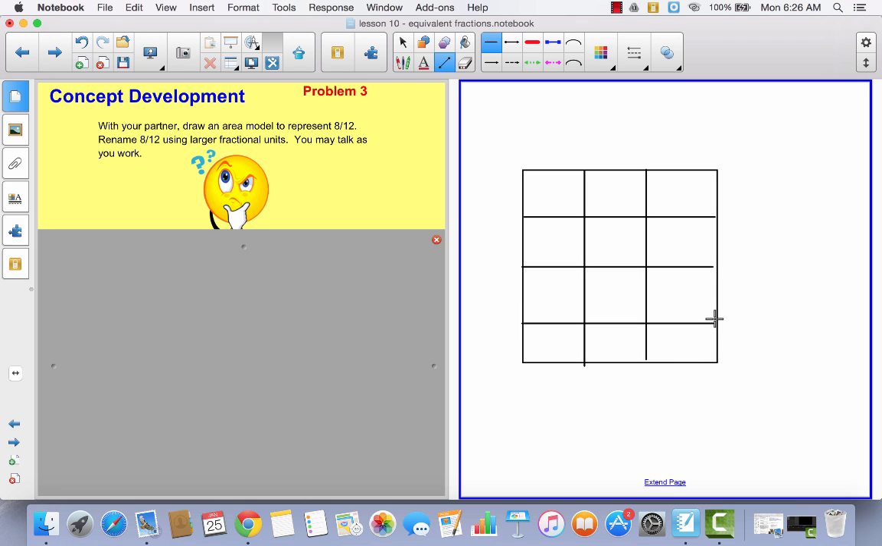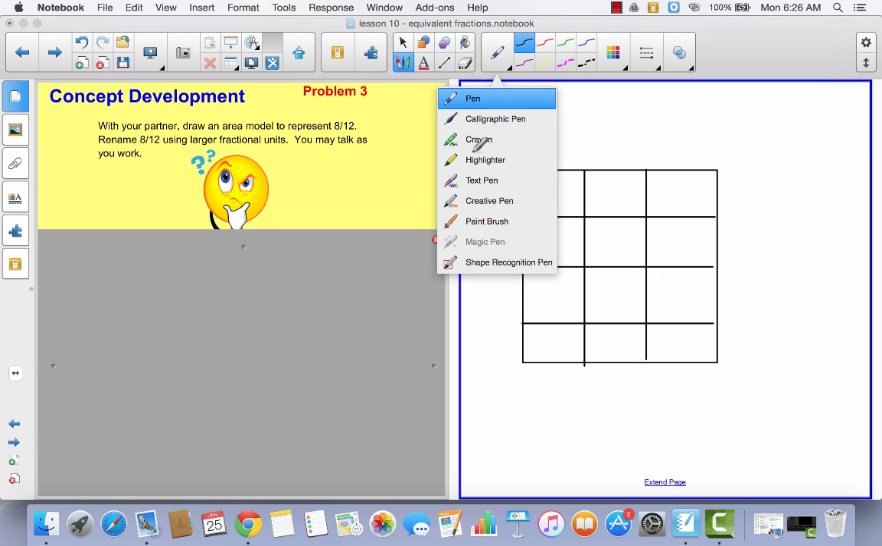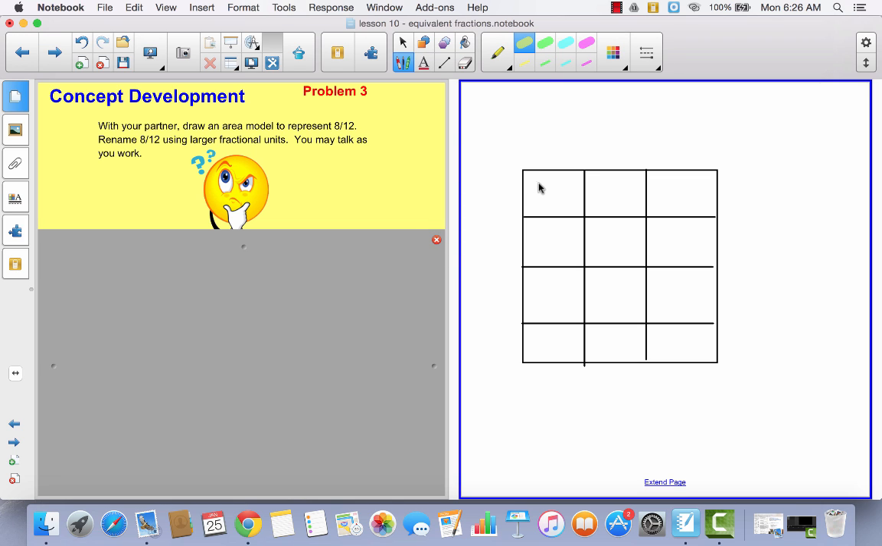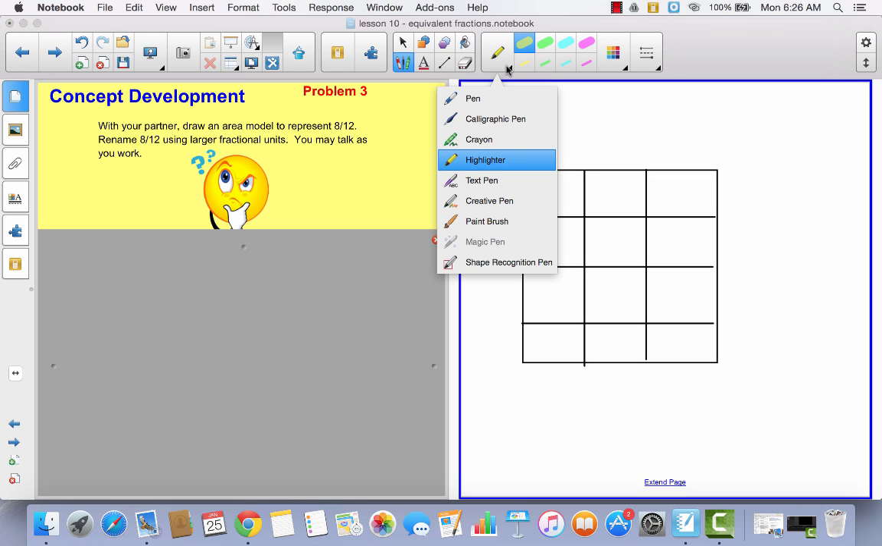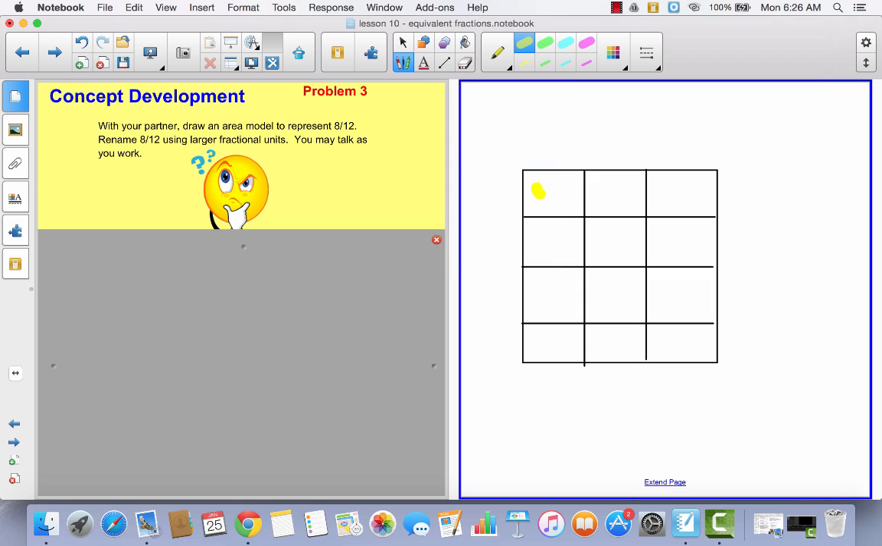All right, now I'm going to shade 8 out of 12. So far, none of this is new. You've done this. So I'm going to take my highlighter. I'm going to shade 8 out of 12. So remember, it's really important that when you're shading that you can still see your lines because you're going to need those. So just make sure that you're shading very lightly. All right, so I'm going to shade 8 twelfths.